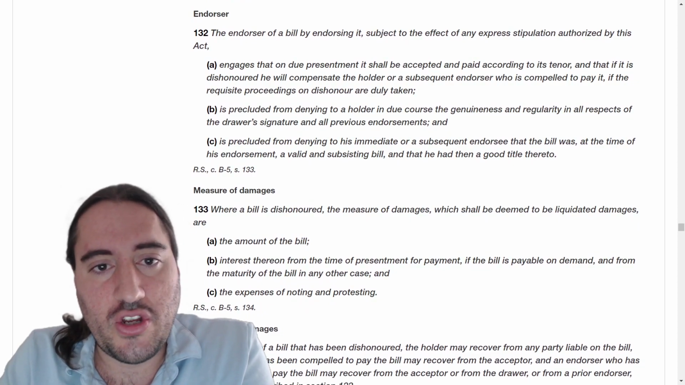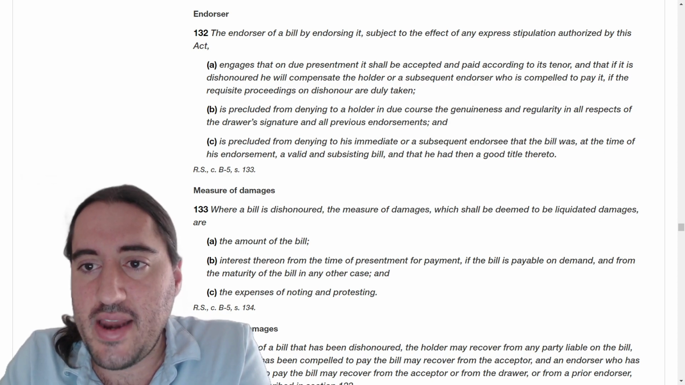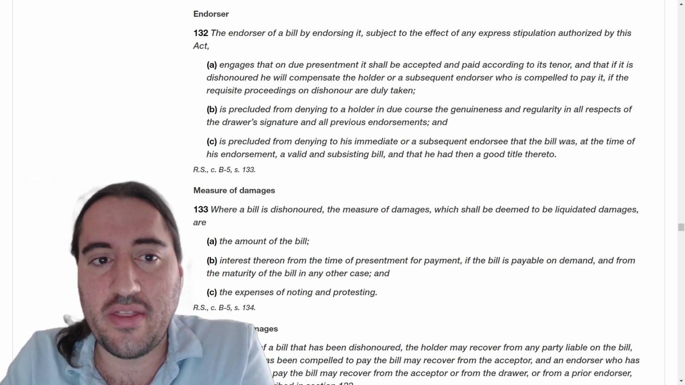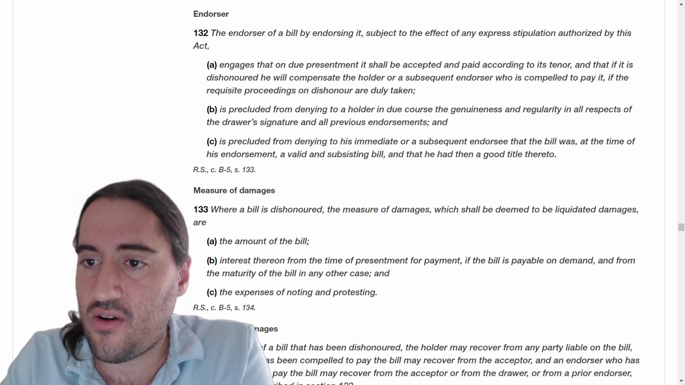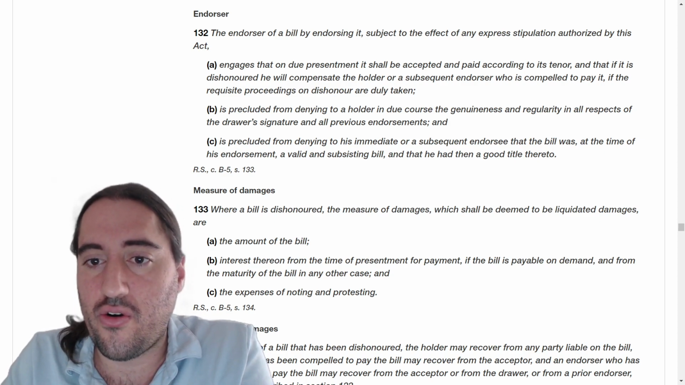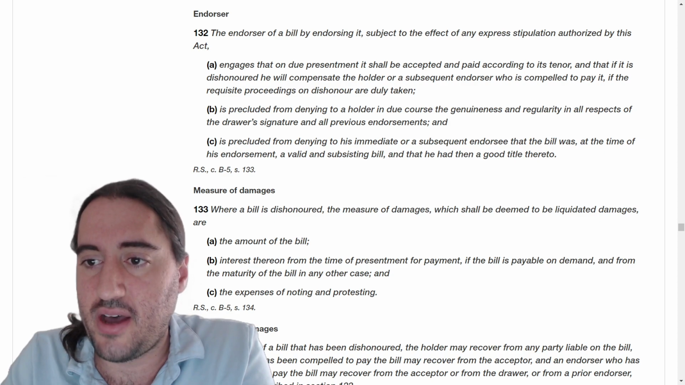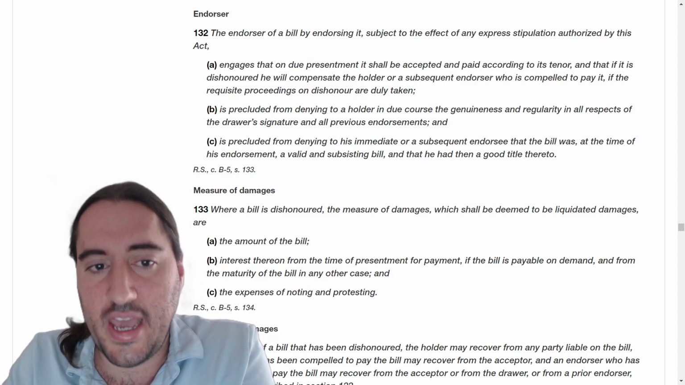Endorser. The endorser of a bill, by endorsing it, subject to the effect of any express stipulation authorized by this act, A. engages that on due presentment it shall be accepted and paid according to its tenor, and that if it is dishonored he will compensate the holder or a subsequent endorser who is compelled to pay it, if the requisite proceedings on dishonor are duly taken.